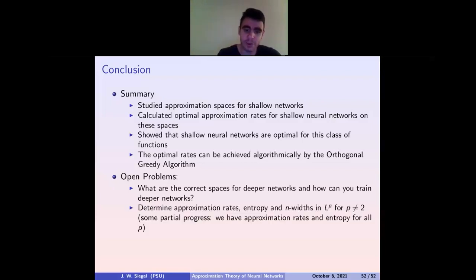In addition, we've done this theory for now in L2. So how can you extend it to p not equal to 2? We have some partial results, like we can get approximation rates and entropy, but the n-widths we don't know how to deal with for general p. And there are lots of other problems, like actually implementing this and demonstrating numerically that it works well. There are also quite a few other open questions involving greedy algorithms. So I guess I'll stop here.